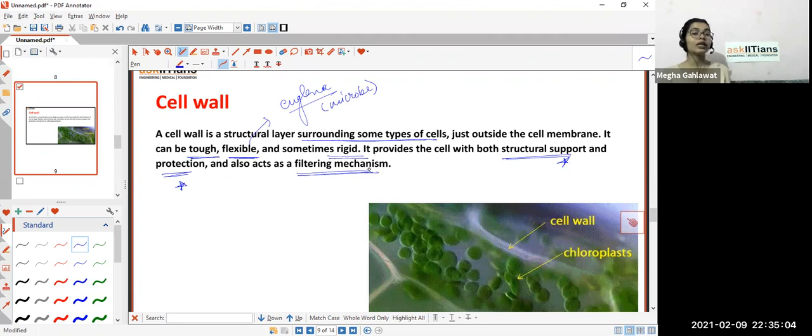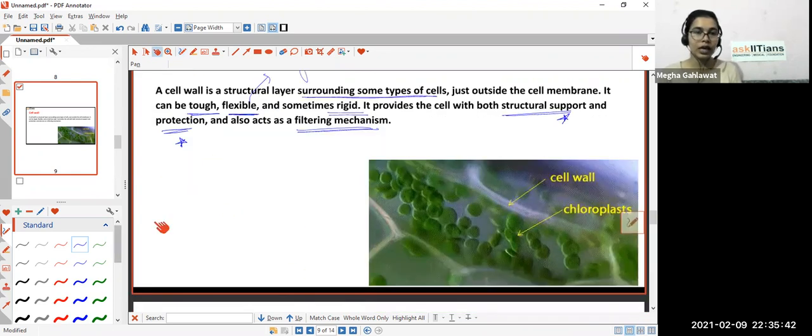Filtering mechanism, how? See, the thing is, the cell wall is fully permeable. It is not going to stop the entry or exit of the molecules in any case, but it can certainly stop the entry and exit of the molecules which are larger than the pores present in it. The cell wall will have certain pores inside it, and if larger molecules, let's say the bacteria or the viruses, try to enter the cell, it will act as the filtering mechanism and it won't let them pass.